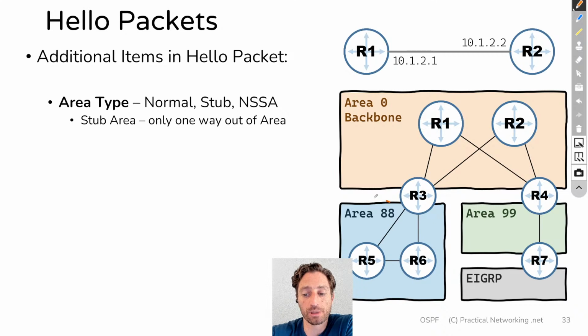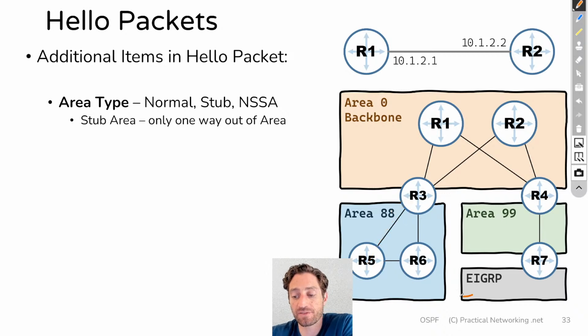The way it works is normally, let's just say area 0 had 100 routes and area 99 had another 100 routes. In a normal area, if area 88 is configured as a normal area, it's going to have all 200 of those routes propagated in area 88. But as an optimization, what you can do is tell area 88 that it is a stub area. And what that'll do is prevent the flooding of routes from a foreign autonomous system into area 88, and it'll replace those with a default route.